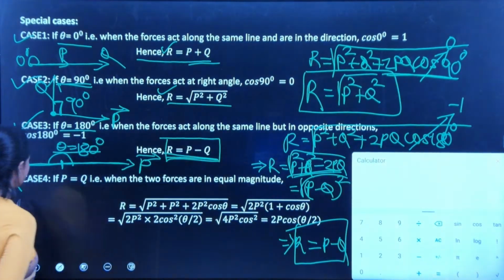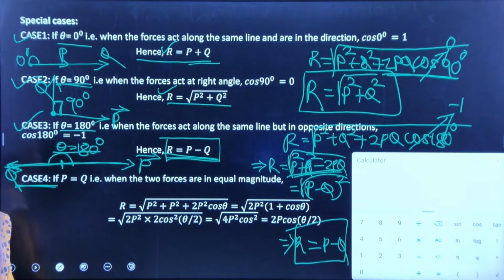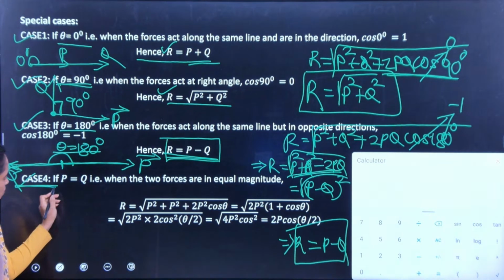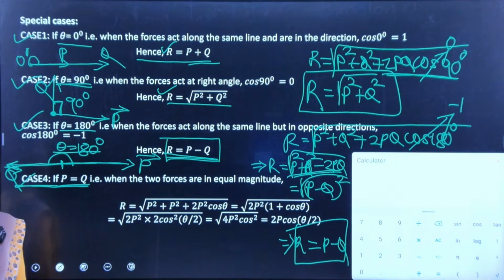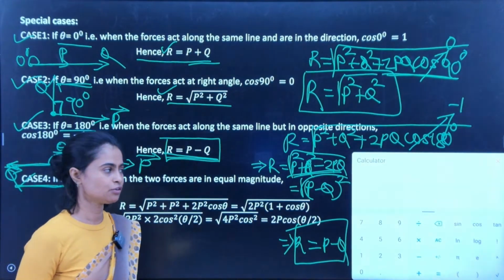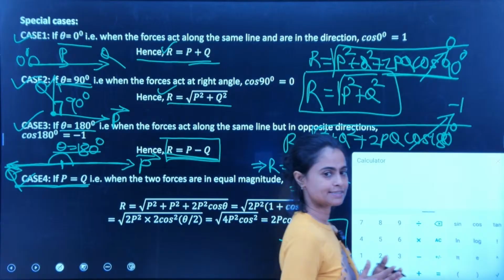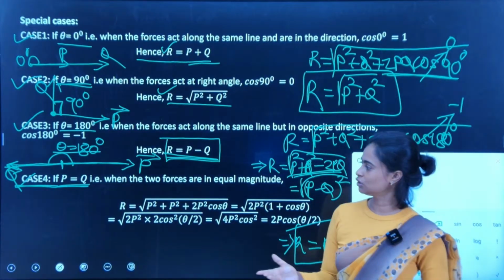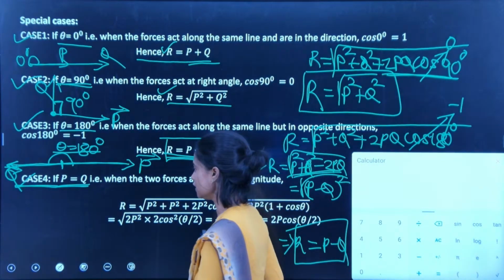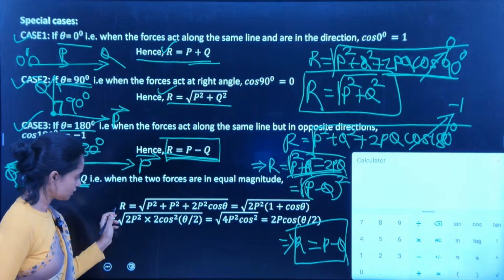Okay. Then let's see case 4. In case 4, suppose P and Q both are equal. The magnitude of P and Q are the same. If P is 100 Newton, Q is 100 Newton. So in such a case, what will be the resultant?